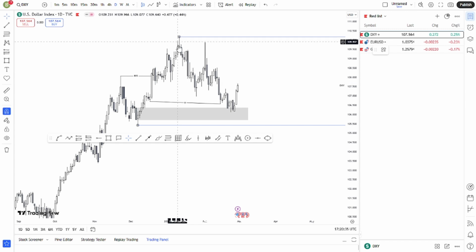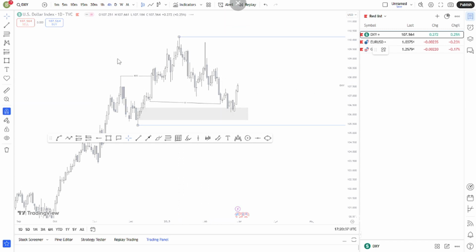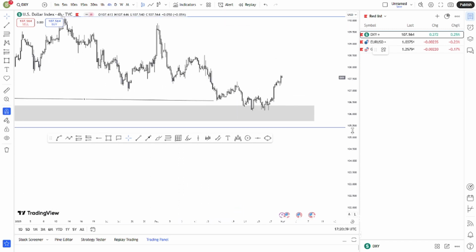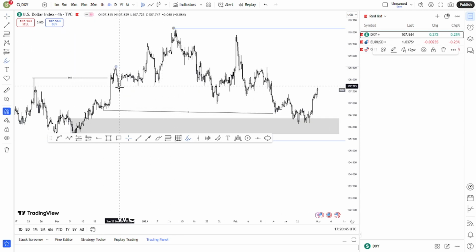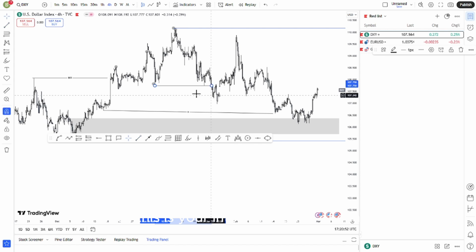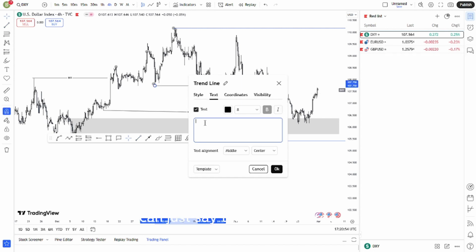And then as you can see here, we had the internal structure pushing to the downside. We can just check it on the 4-hour time frame. So as you can see here, we had the high. So this was the internal. As you can see here, we have your high, low, high, low, high, lower low, of which this is your internal change of character. So this is an ICHoCH. You can just say this is an ICHoCH, just like that.